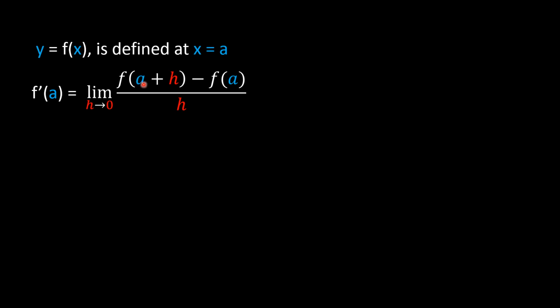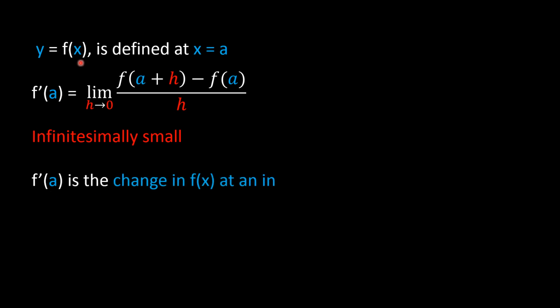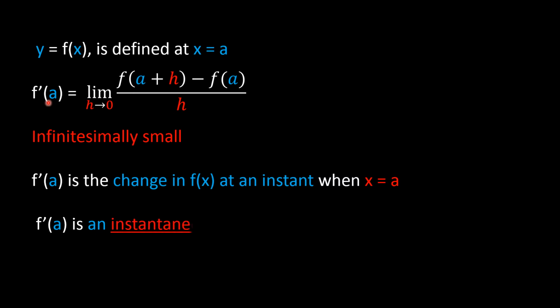The difference f of a plus h minus f of a is infinitesimally small as h approaches 0. f dash a is the change in f(x) at an instant when x equals a, or f dash a is an instantaneous change in f(x) when x equals a. Now let us understand the meaning of derivatives graphically. Let us draw a graph of function y equals f(x).